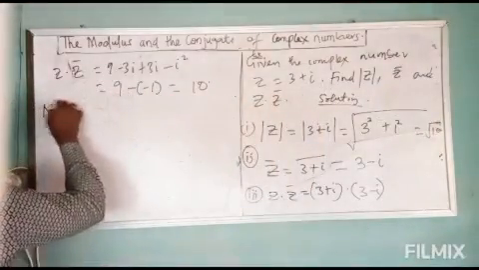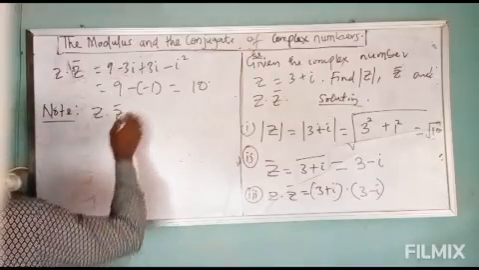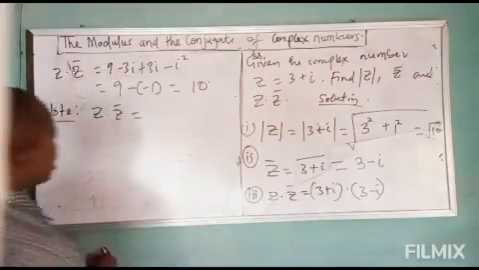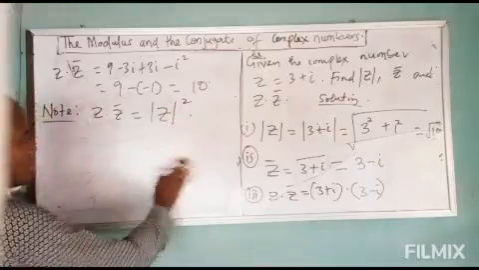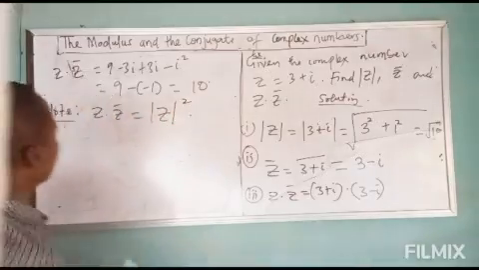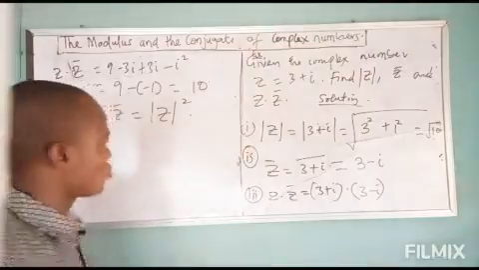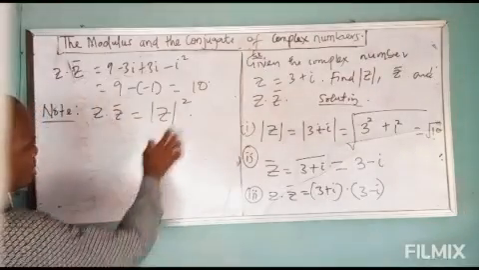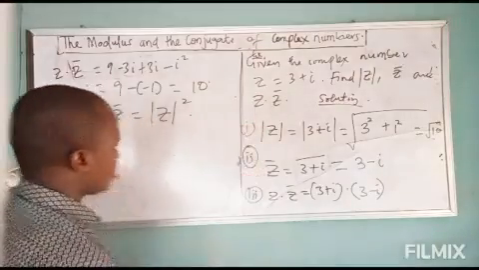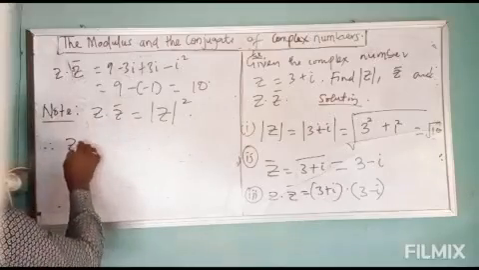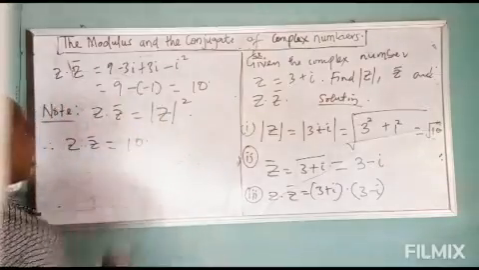So lastly, note here that z dot z bar equals the absolute value of z squared. Are you getting it? That is, this multiplied by this equals the modulus of z squared. So now let's prove it. You can see from the problem solved here that z dot z bar gives us 10.